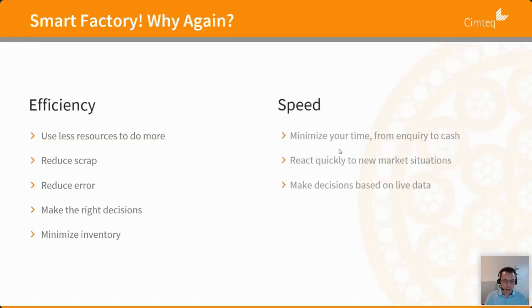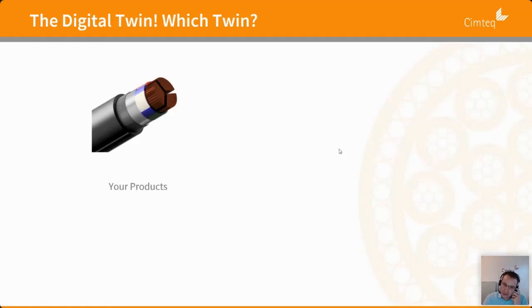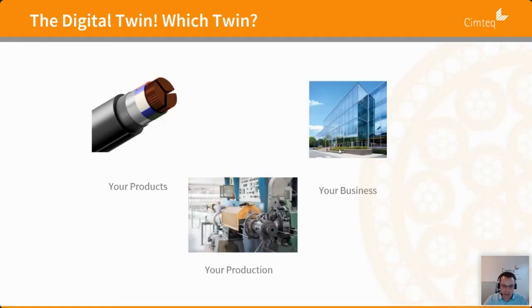Okay, let's continue. So a common buzzword we see in the industry is the digital twin. If you ask about twins, which twin are we talking about? There are so many twins, not only two. So the way we see it, and what we see as most relevant and most critical for the cable factory, we see three twins, or three areas that need twinning, which are the product area, the business process area, and your production space, your manufacturing space.